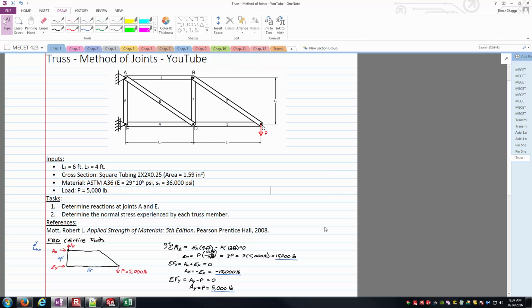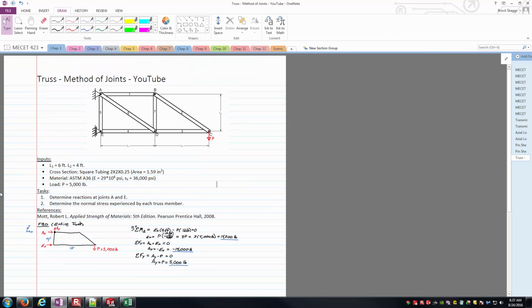If you are getting this midstream, you might check out that video if you have any questions on that. We're really going to go into task 2 now, where we're going to calculate the normal stresses experienced by each truss member.